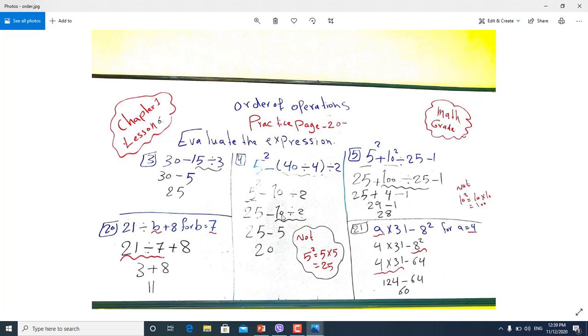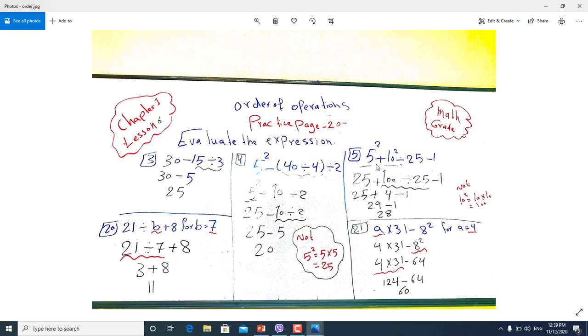If you have divide, yes, you have divide, so we solve. And 10 divided by 2, it's 5, and this 25, we bring down this minus also. 25 minus 5, it's 20. And from number 5, we have 5 exponent 2 plus 10 exponent 2 divided by 25 minus 1. So we don't have parentheses. Let's go to the next.